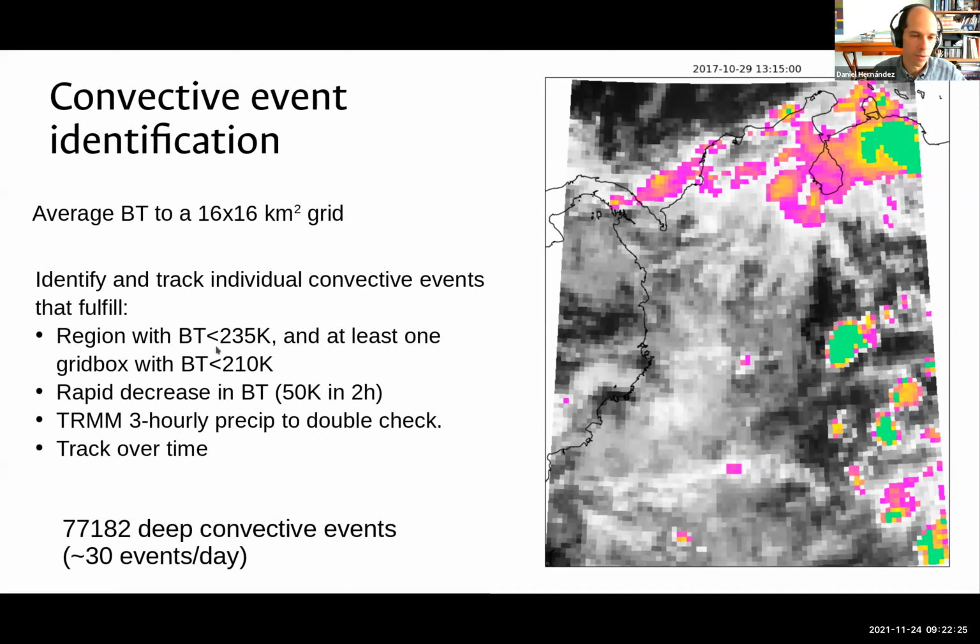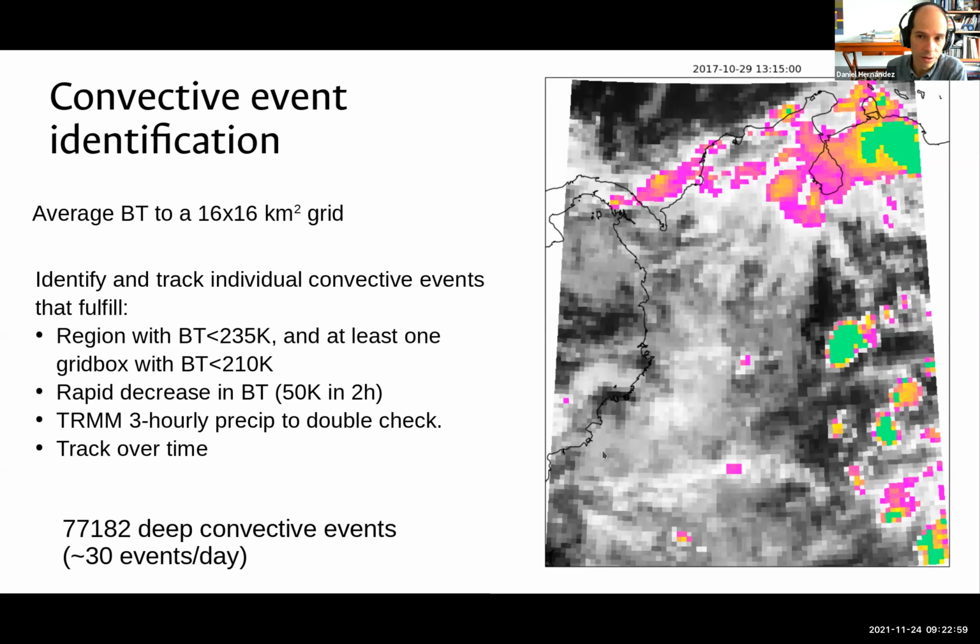And finally, I came up with these values. So the low temperature is 235 Kelvin. So if you find a region of brightness temperatures below 235 Kelvin, that's a possible convective event. But then within that region of 235 Kelvin, you also need a very low temperature, below 210 Kelvin. So for example, this system here would not be considered a convective event because it doesn't have these very low temperatures. But this one here would, or this one as well, or these ones here.